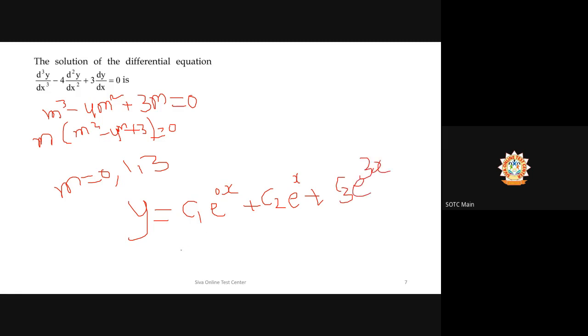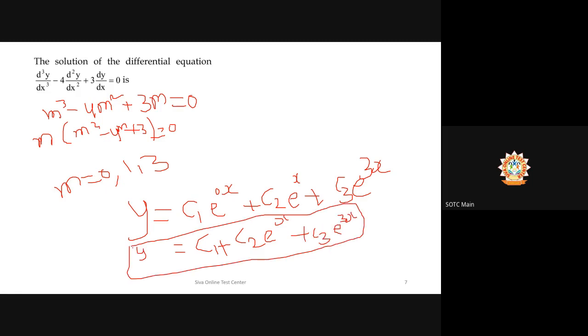And tell me what the two roots? 3, 1. Very good. So 1, 3. Now this is 0, this is 1, this is 3. So 3 roots are real and distinct. Your general solution will become y is equal to c1 e power 0x plus c2 e power x plus c3 e power 3x. So here e power 0x will become 1. So your answer is c1 plus c2 e power x plus c3 e power 3x. Now try to see the next one.